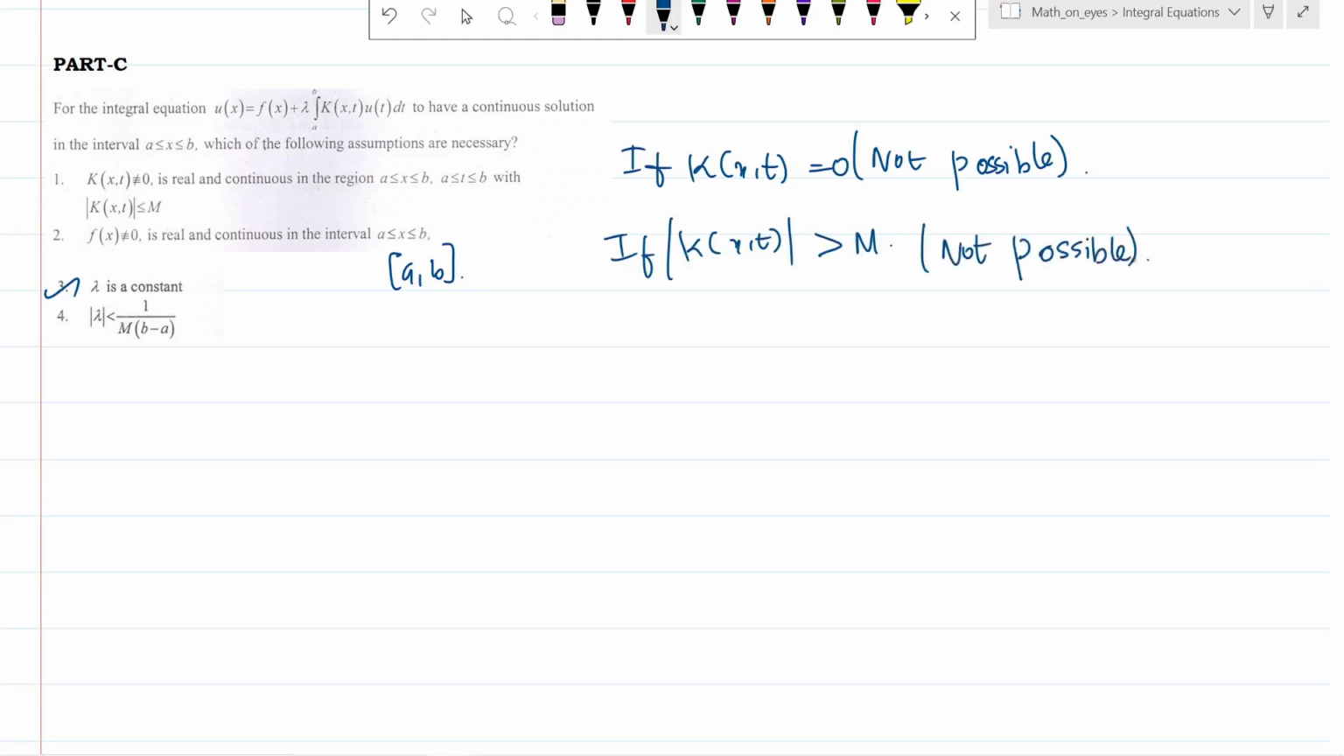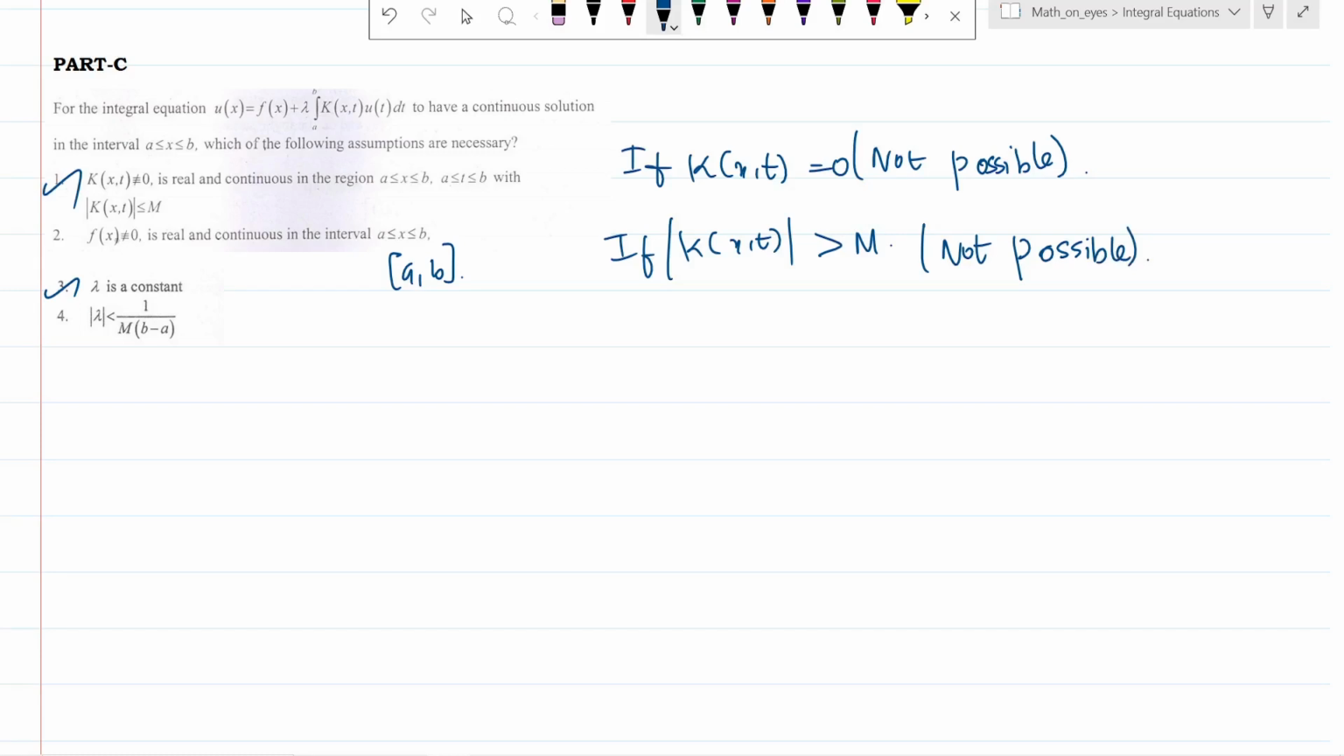So kernel must not be identically equal to 0 and kernel must be bounded. So option A should be true. And for the second option, f of x not identically equal to 0 is real and continuous in the interval a less than or equal to x less than or equal to b.